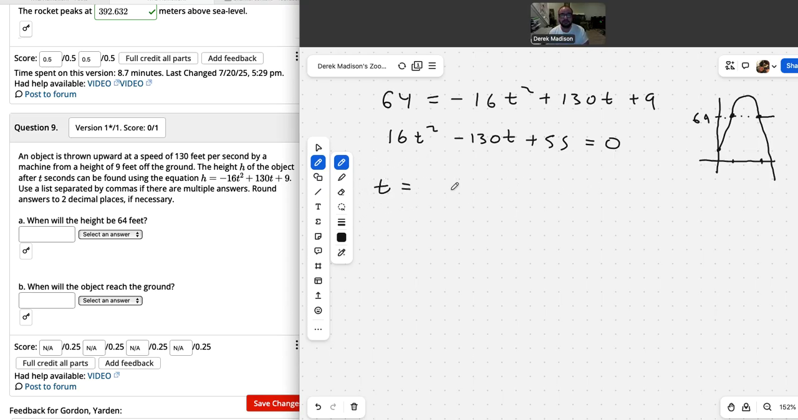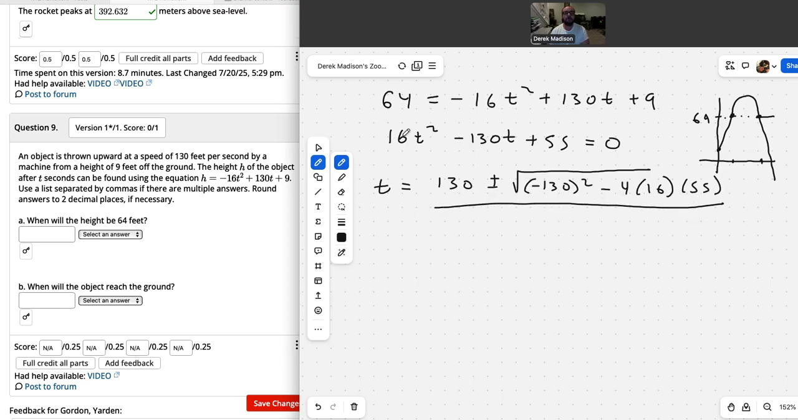So we would say t equals negative of negative 130, which would be 130, plus or minus the square root of negative 130 squared minus 4 times a, which is 16, times c, which is 55, all over 2a, so 2 times 16. And I think I just posted a video on evaluating when the numbers are kind of big like this.